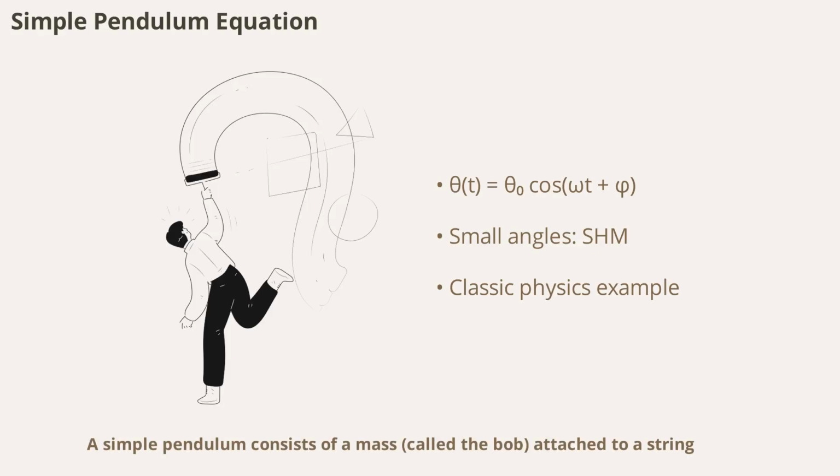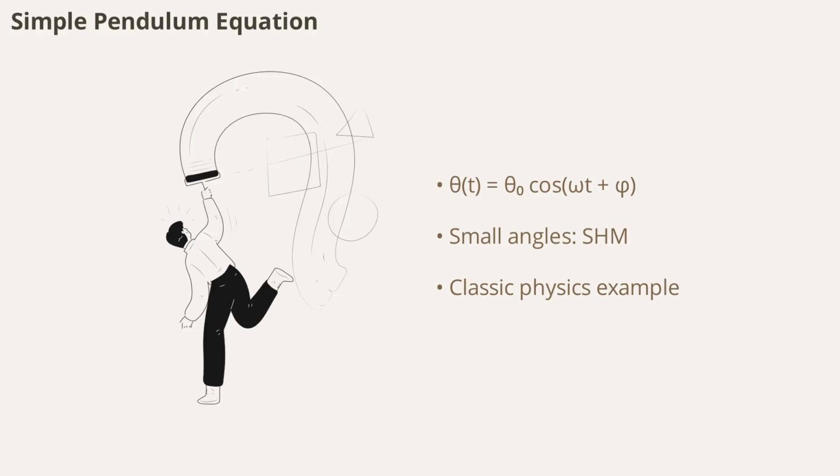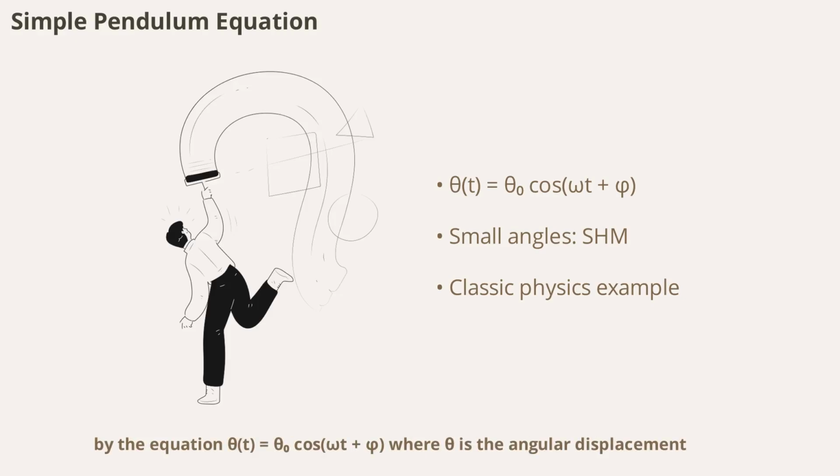A simple pendulum consists of a mass, called the bob, attached to a string, swinging back and forth under the influence of gravity. The motion of a simple pendulum can be described by the equation theta(t) = theta_0 cos(omega t + phi), where theta is the angular displacement. For small angles, the motion approximates simple harmonic motion, making the pendulum a classic example in physics.